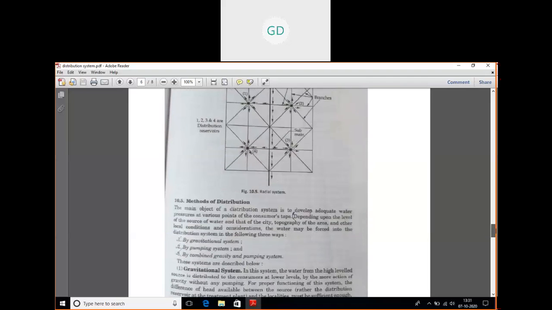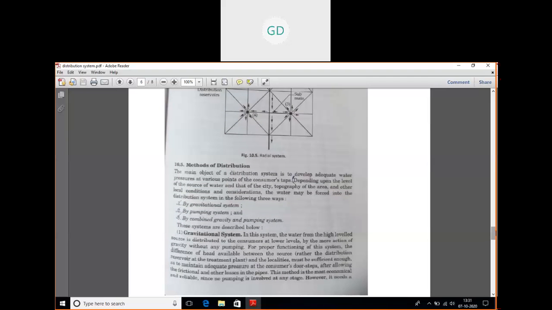So next, let us see what the methods of distribution are. There are certain methods by which the water can be distributed to the consumers. Number one is by gravitational system, number two is by pumping system, and number three is by combined gravity and pumping system. So in a gravitational system, what is happening? Let us see by a diagram.